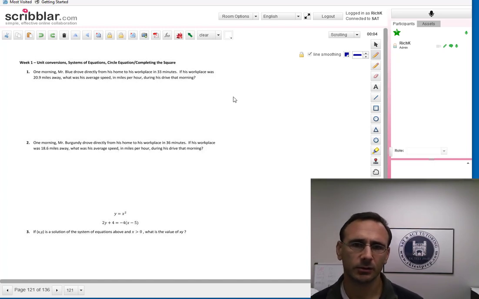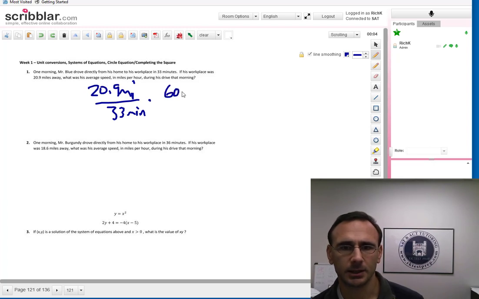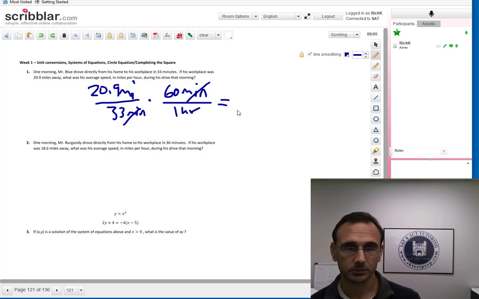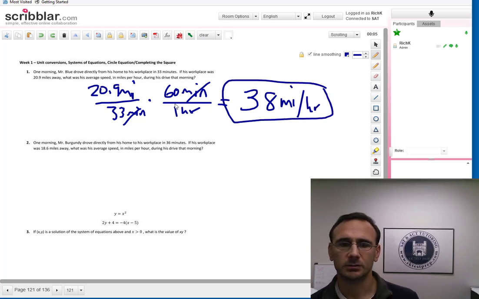Mr. Blue drives in 33 minutes, and it's 20.9 miles away. The speed in miles per hour. We know it's 20.9 miles over 33 minutes. We can times that by 60 minutes in 1 hour. That does not look right. But anyway, we'll multiply across. That's good. And we get 38 miles per hour. So as long as the units look right, you know you did it right.